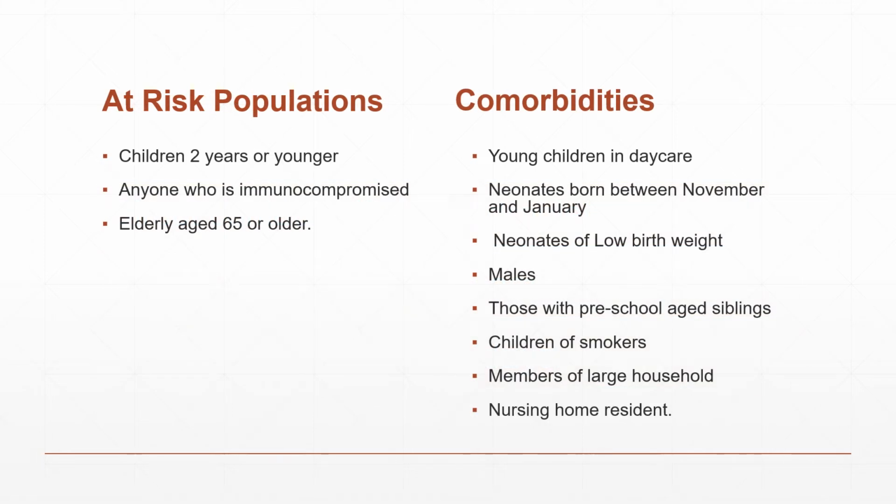Populations at highest risk are children who are 2 years old or younger, anyone with a compromised immune system, and adults over the age of 65. Risk of infection increases in children in daycare, newborns who are born during the late fall or winter months, males, those who have siblings who attend preschool, children of smokers, members of large households, and residents of nursing homes.